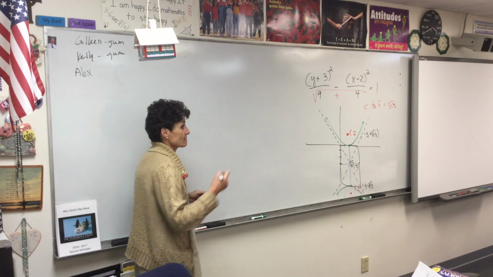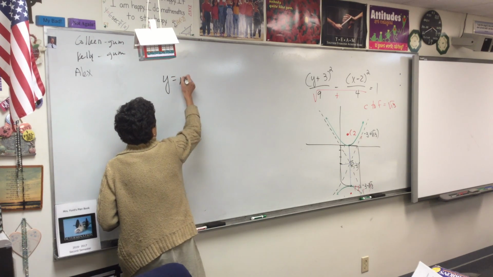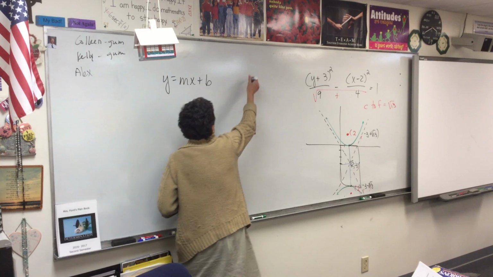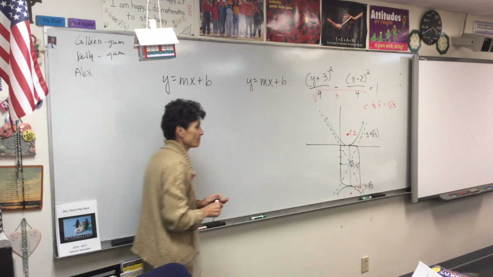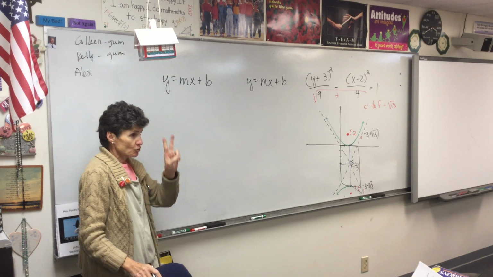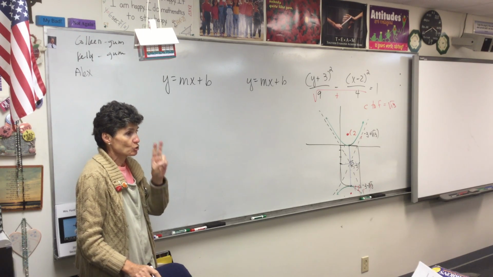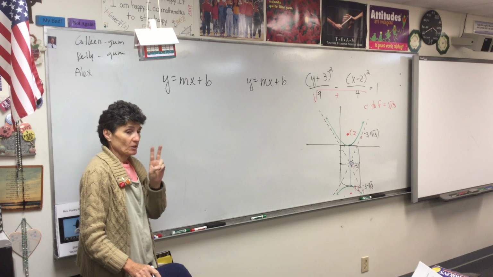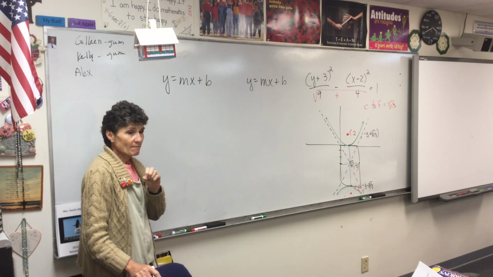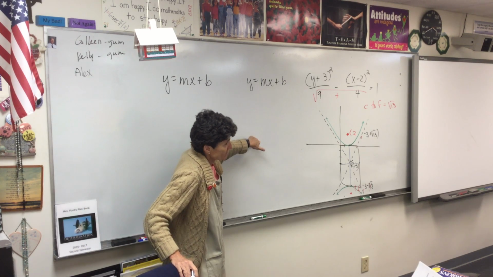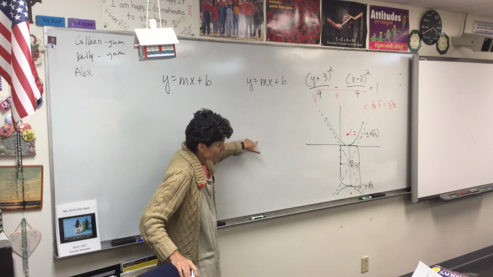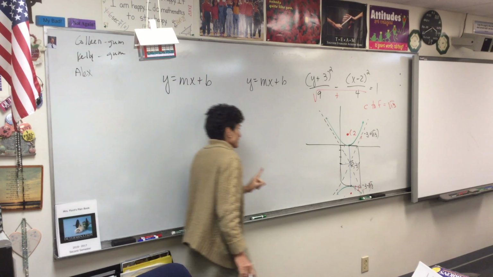All right, now I need asymptotes. The asymptotes are lines. So I start with my framework, y equals mx plus b. And there's 2 of them, so I'm going to have to do this twice. But the good news is, once I find the slope of 1, I know the other one will just be the negative of that. So, what is the slope?